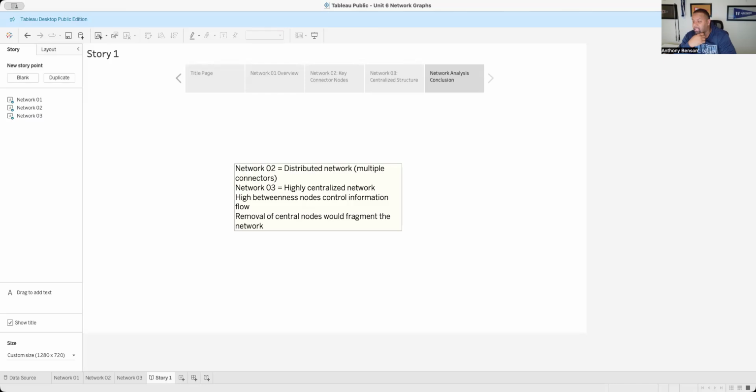My recommendation to the client is to adopt a more distributed structure, similar to Network 02, implement monitoring for high betweenness nodes, and add redundancy to reduce reliance on central connectors. This approach would significantly improve both cybersecurity, resilience, and communication reliability across the organization.